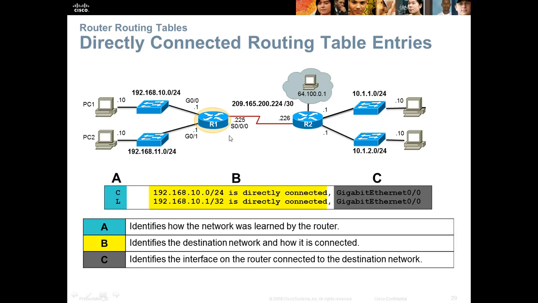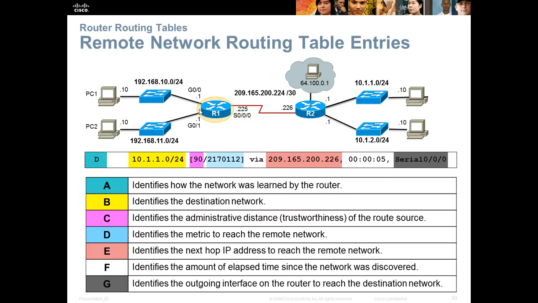Let's see if that makes sense. So R1 can get to the 10.0 network, that's this network up here, upper left, out of its gigabit Ethernet 0/0. Makes sense to me. A remote network statement is very similar. It has a few more fields, but the general nature of it is very similar to our directly connected. And again, we'll get into more detail with this in the next Cisco class.